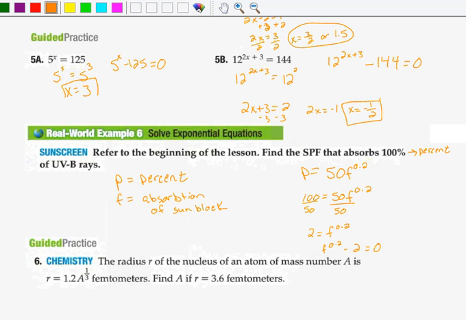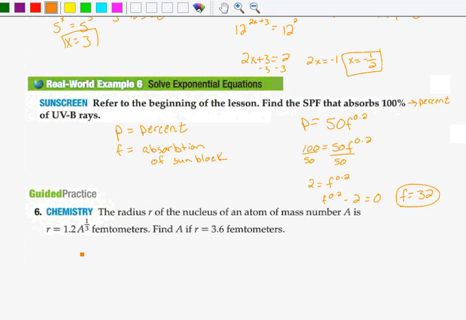So what did we just find out? That f equals 32. That is the absorption strength that absorbs 100% of UV rays. Okay, so try as you might to go ahead and try this chemistry one, and then I will show you the steps on how to effectively answer it.